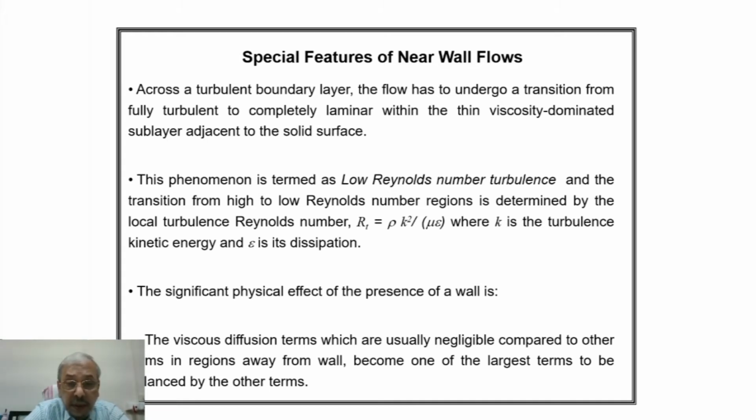The significant physical effect of the presence of a wall is that the viscous diffusion terms, which are usually negligible compared to other terms in the regions away from the wall, become one of the largest terms to be balanced by other terms.